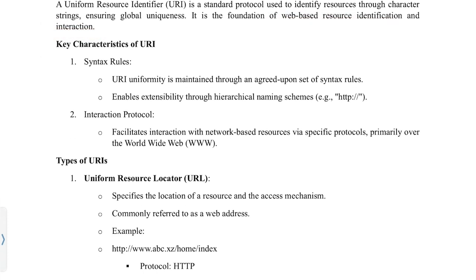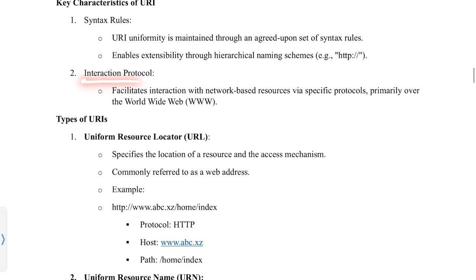Looking at the key characteristics, the first one is the syntax rules. Uniformly it has to be the same, globally it has to be the same, so there are certain syntax rules. Then it enables extensibility through hierarchical naming schemes, which we will see as well. Then we have the interaction protocol. It facilitates interaction over the WWW.